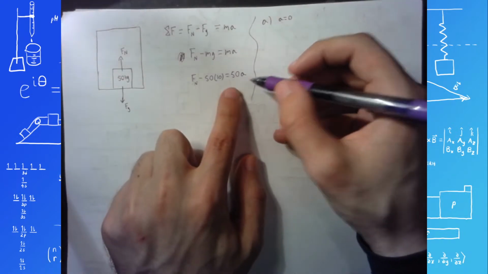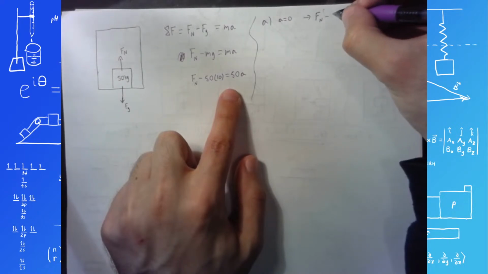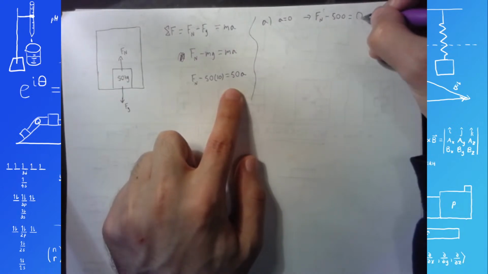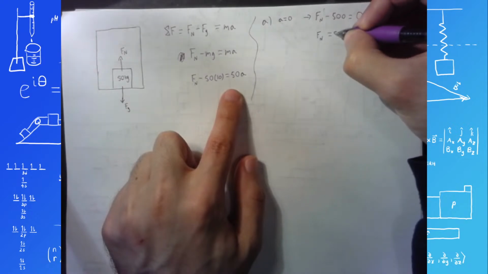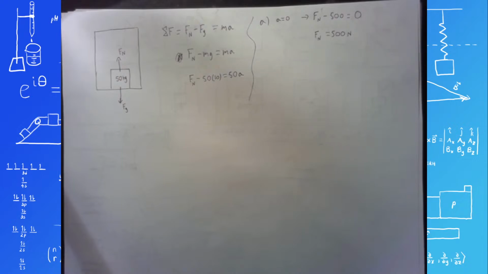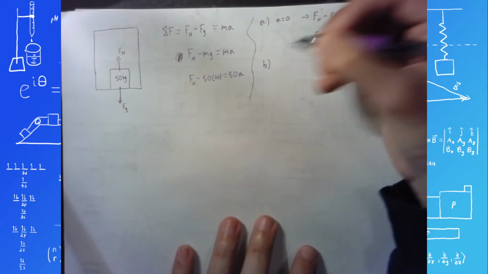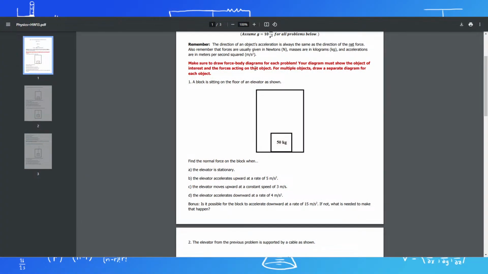Well, when the acceleration is equal to 0, you're going to get normal force minus 500 equals 50 times 0, well that's 0. So you get normal force equals 500 newtons. And we're done. It just equals the weight of the block in scenario A. That's about to change. Scenario B. It says for scenario B, let me put that up on the screen again and let me zoom it in.